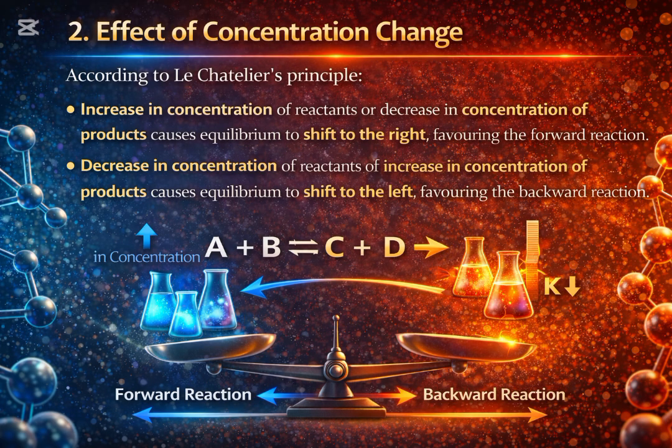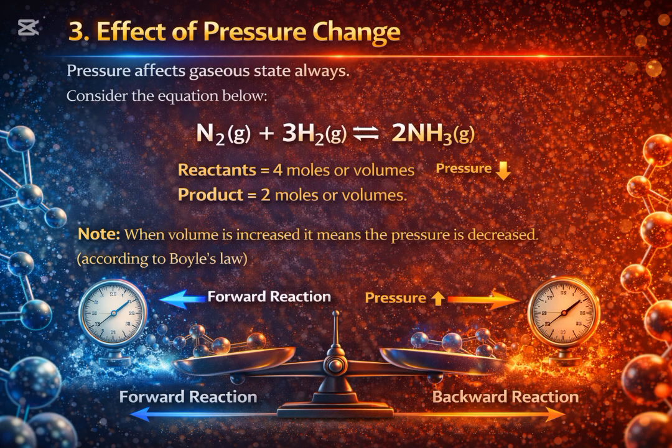Then secondly, decrease in concentration of reactant or increase in concentration of product causes equilibrium to shift to the left, favoring the backward reaction. It's just opposite to the previous one explained. Now to the third factor, effect of pressure change on gases. Now pressure affects gaseous state always. Let's look at the equation below.